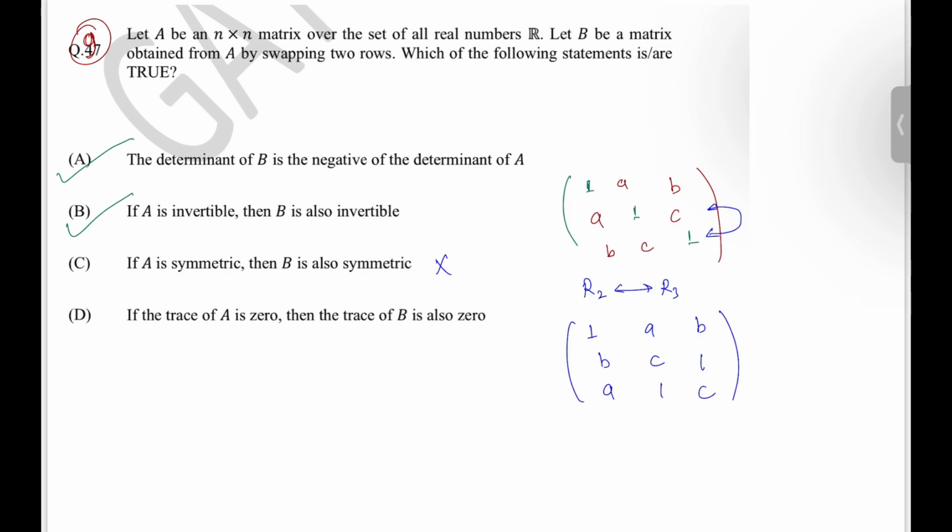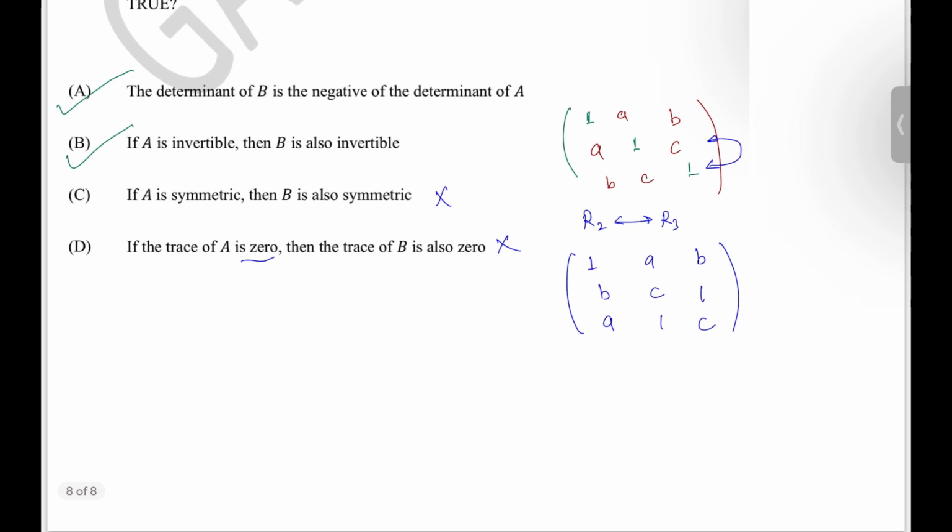If the trace of A is 0, then the trace of B is also 0. So no, this is also not true. In general, row operations affect the eigenvalues, right? So we are doing some row operations, so normally this statement is also not true. If the sum of the eigenvalues is 0, then we cannot say that the sum of the eigenvalues of B will also be 0.